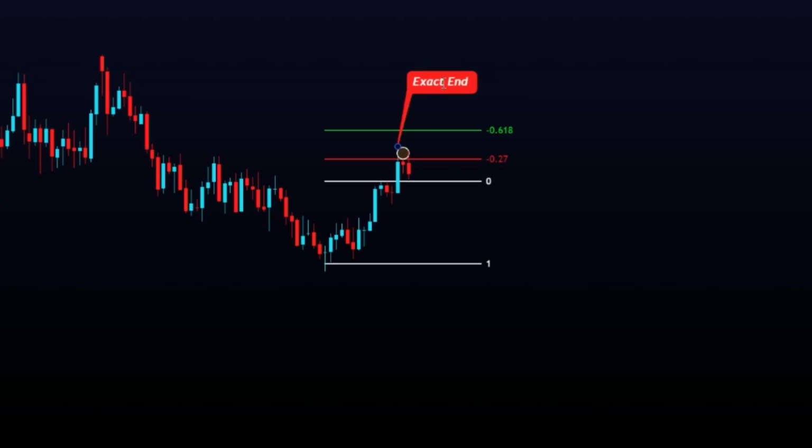For this downtrend, click first at the end of the trend, marking the beginning of the base, and place the second click on the end of the minor pivot. If you do so, you will notice that candles get stuck at the minus 0.27 level, which implies that this level could mark the exact end of the base.